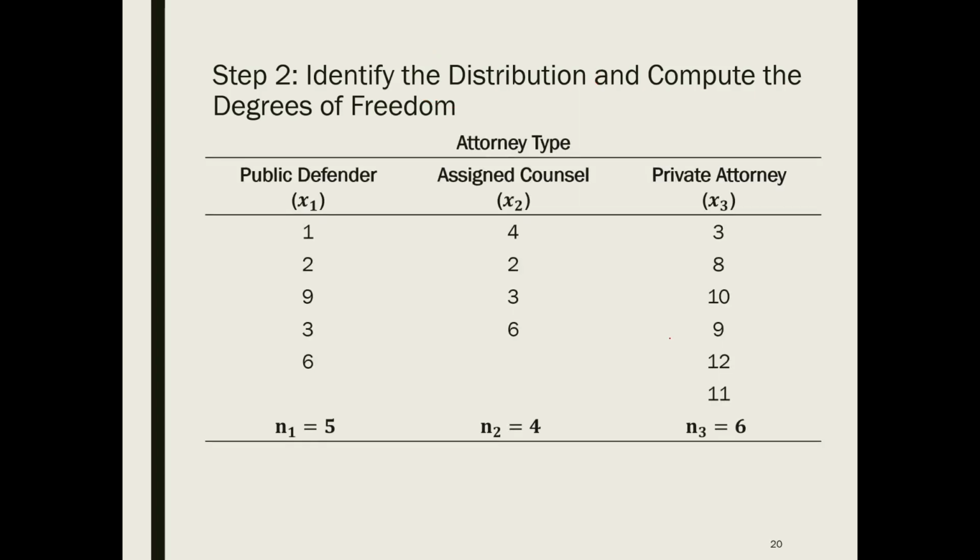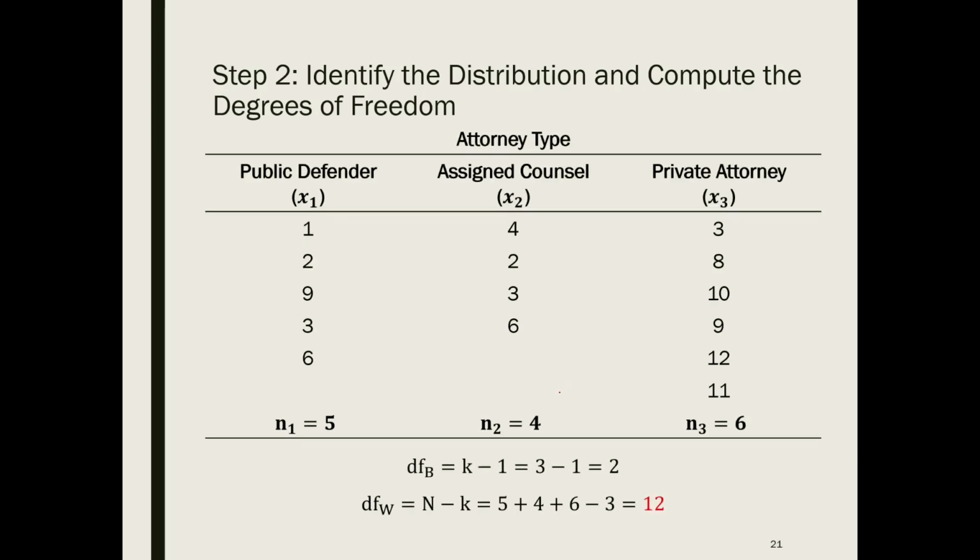So in this example, what is the degree of freedom between? That would be the number of groups minus 1. We have 3 groups, so 3 minus 1, that would be 2, right? What is the within group? That would be the total sample size, that's 5 plus 4 plus 6, that's 15. 15 minus 3, where 3 is the number of groups. So 15 minus 3 is 12. So we have DFB as 2, DFW as 12.